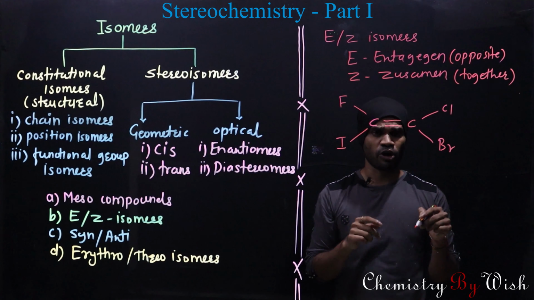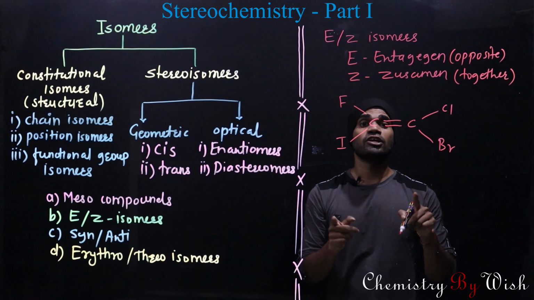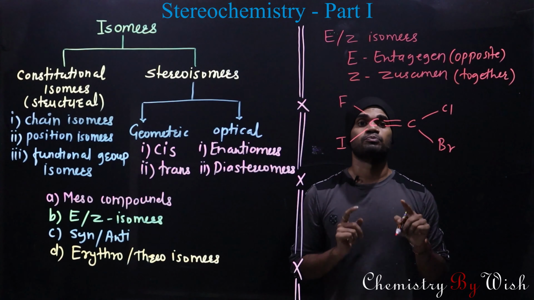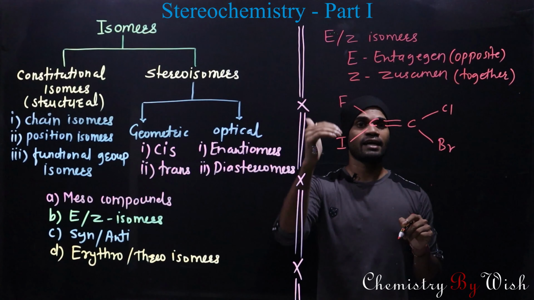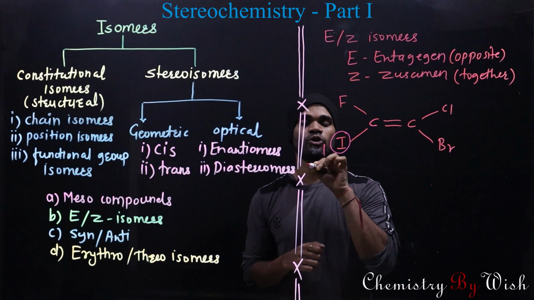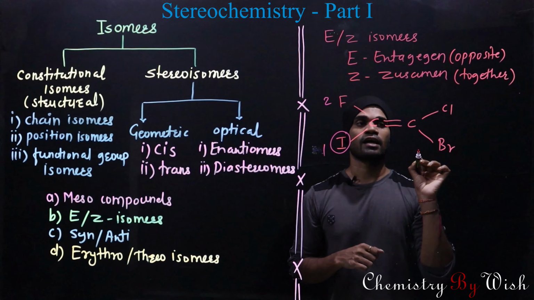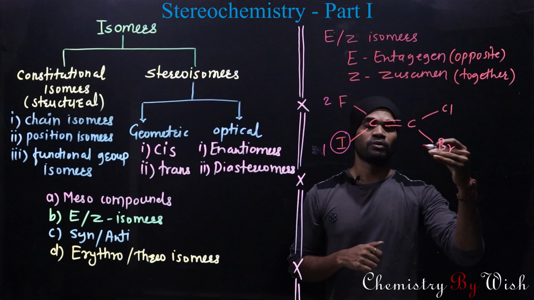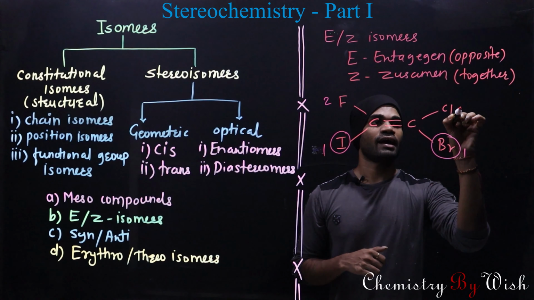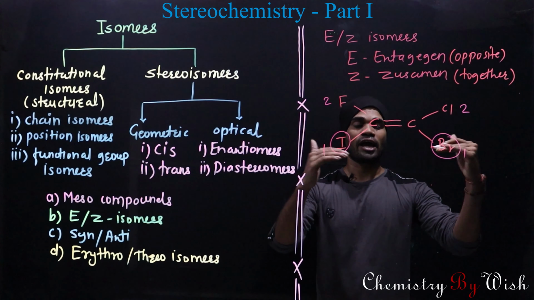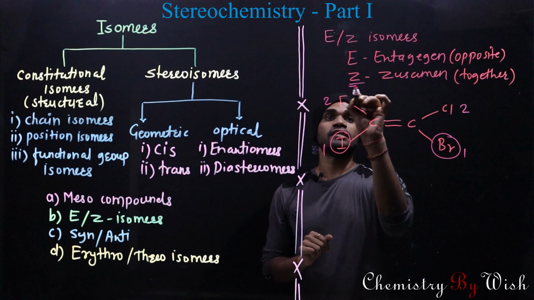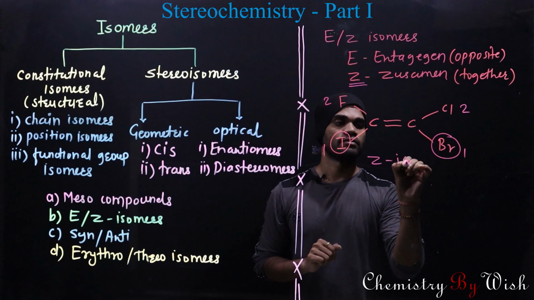So what are the higher priority groups? Higher priority groups means higher molecular weight compounds or higher molecular weight groups. So in this case fluorine बड़ा है या iodine, so we directly say that iodine is the higher priority group. So इसको आएगा नंबर 1, इसको आएगा नंबर 2. Fluorine, chlorine, bromine. So bromine और chlorine में bromine बड़ा है, so this one and this one is 2. So 1 and 1. So higher priority groups are on similar side, that's why it is called as Z isomer.